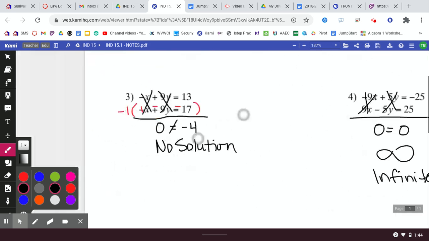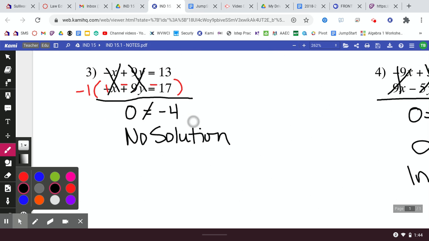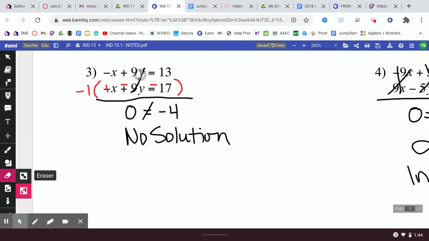Oh, on number 3? Well, my original equations, let me take away these x's so you can see it. My original equation was negative x and negative x. They don't cancel out. And then my 9y and 9y, you have to have opposite signs to cancel out. I didn't have opposite signs, so I had to force opposite signs. So I multiplied everything on the bottom by a negative. That made that go positive, that go negative, and this go negative. And then when I did that, not only did it make one go away, it made them both go away.